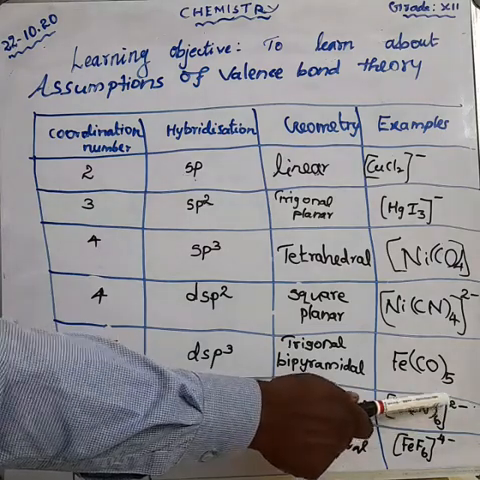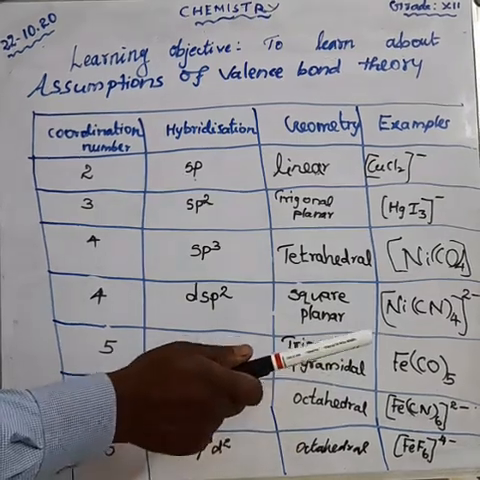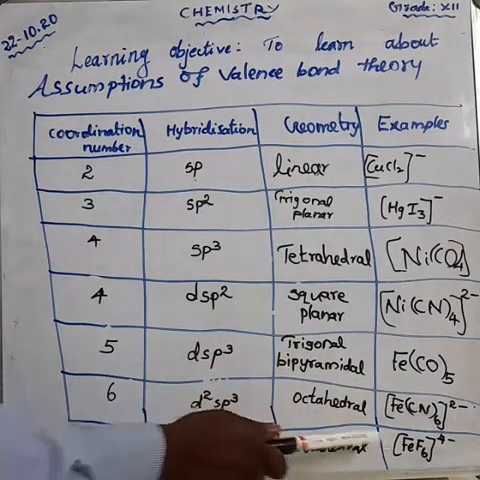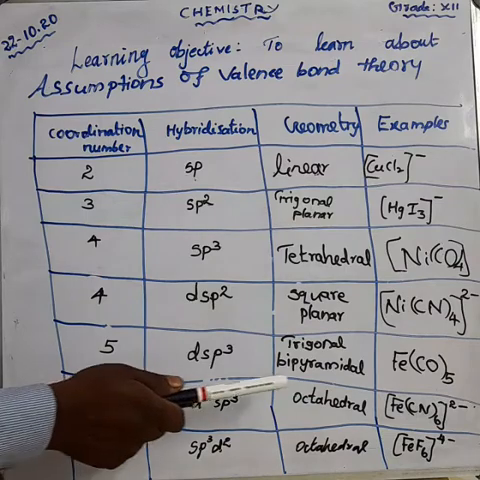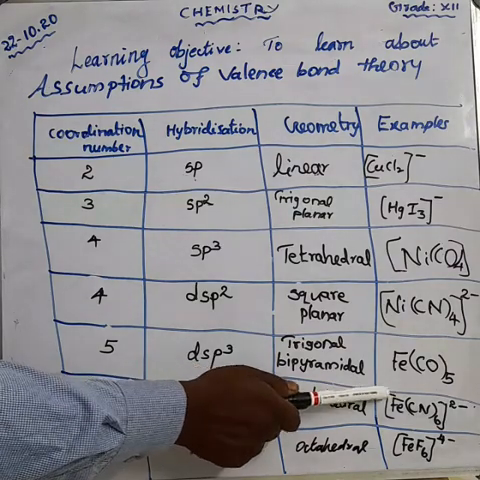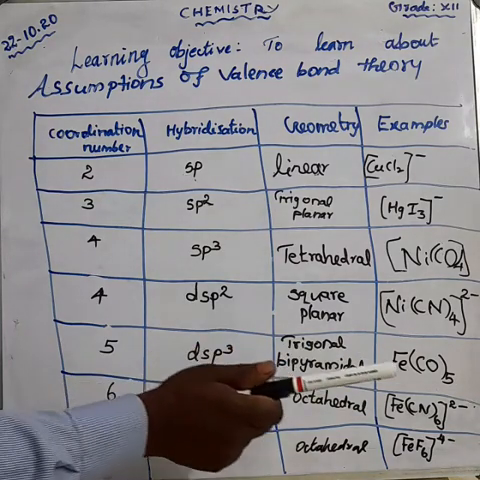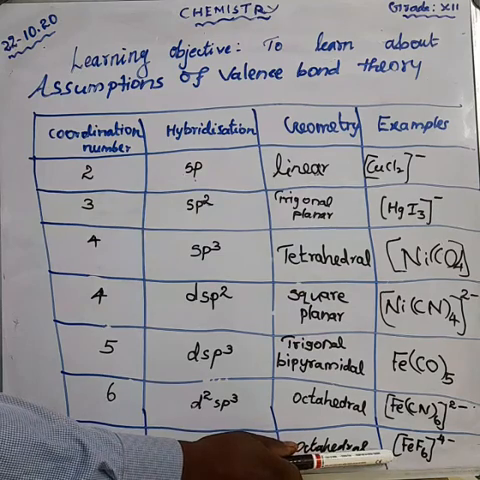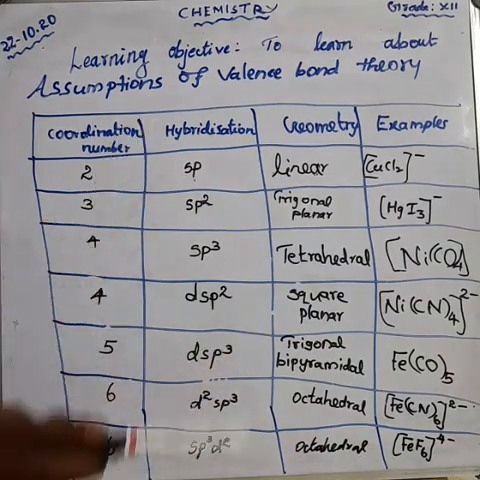Fe(CN)6 2 minus. And for sp3d2, the geometry is octahedral, and the example is FeF6 4 minus. Here d2sp3 octahedral, this example is an inner orbital complex. This one, sp3d2, is the outer orbital complex. What is the inner orbital complex? What is the outer orbital complex?